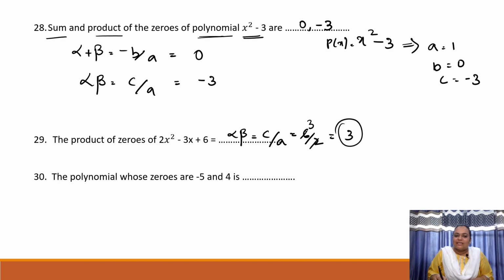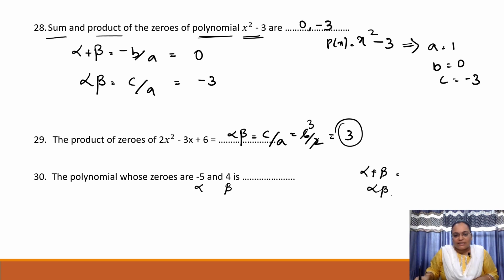The next one is the polynomial whose zeros are minus 5 and 4. So, we need to find the polynomial whose zeros are minus 5 and 4. So, this is alpha and this is beta. So, let us quickly find alpha plus beta and alpha beta. What is alpha plus beta? Minus 5 plus 4 which is minus 1. Minus 5 into 4 is minus 20.